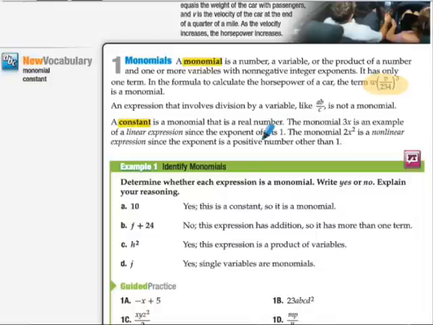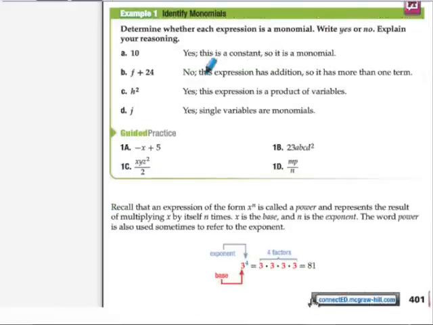A constant is a monomial that's a real number. Also, sorry, skipped right here: any expression with a variable in the denominator is not a monomial. So no variables in the denominator, no plus or minus signs, and you've got yourself a monomial. If we take a look at these down here, determine which is a monomial, yes or no. This one's a yes because it's just a number. This one's a yes, it's a number with an exponent. This is a yes, it's a single variable.